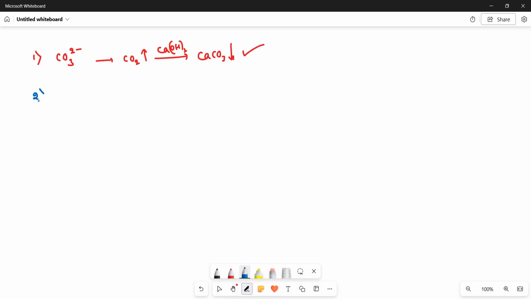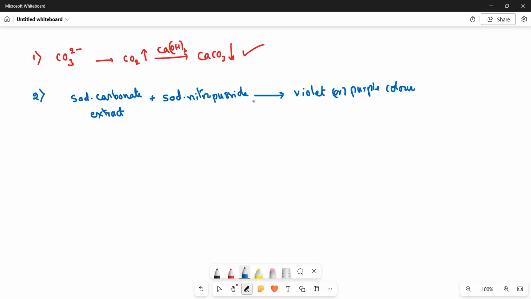Now let us take the sulfide ion. Take the sodium carbonate extract. To this sodium carbonate extract, add a drop of sodium nitroprusside solution. Then automatically you will get a violet or purple colored liquid. So that confirms the presence of the S2 minus, sulfide ion.